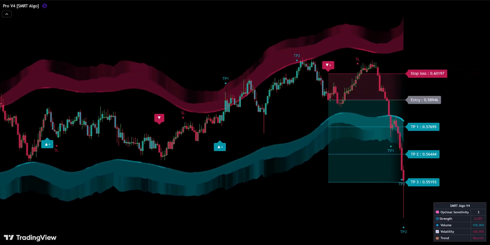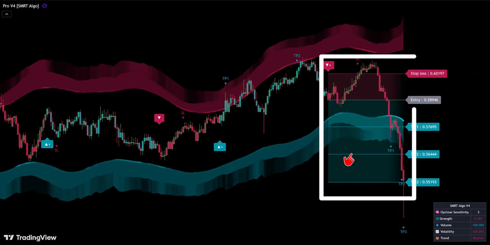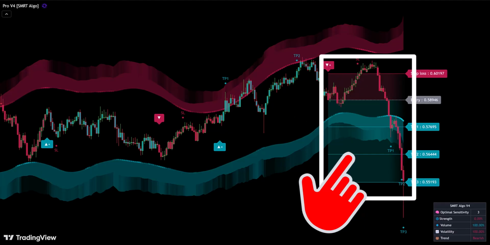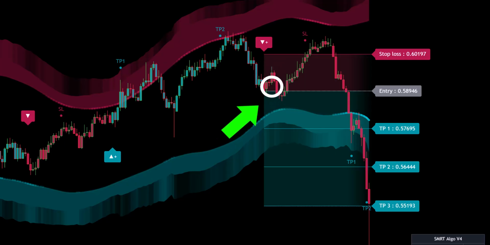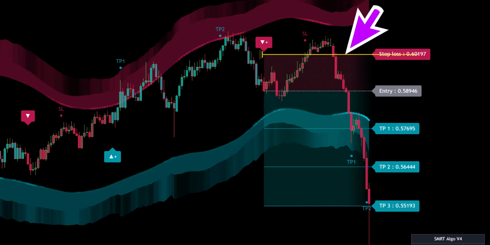Now, if you look at the right side of the screen, you will see this trade setup displayed here. This is the exact level where the indicator suggests entering a short trade. With the stop-loss placed just above recent highs, this helps manage your risk if the market moves against you.